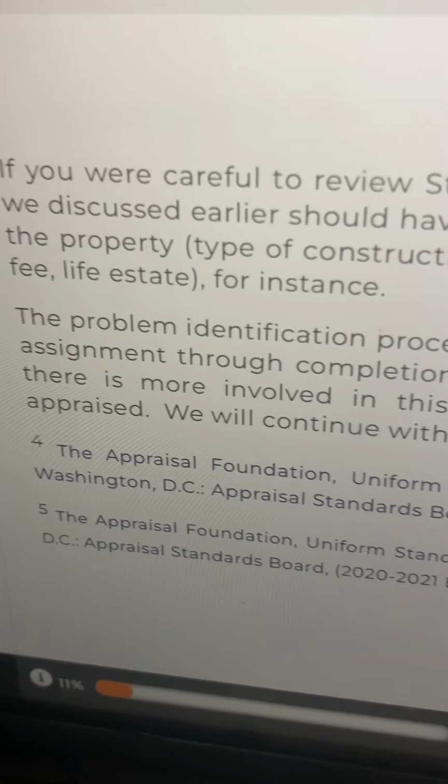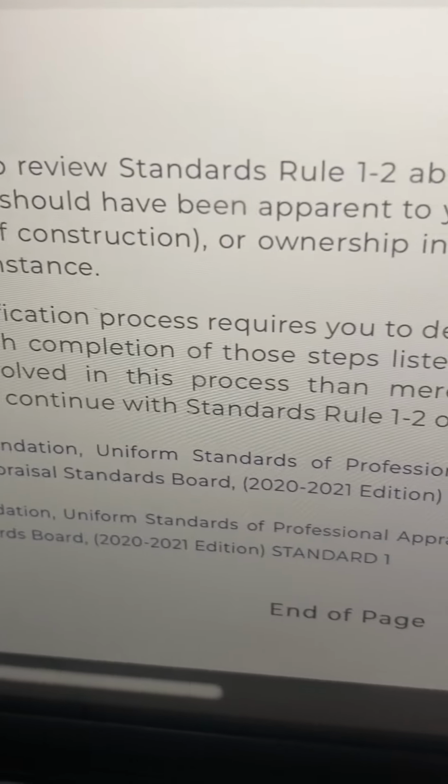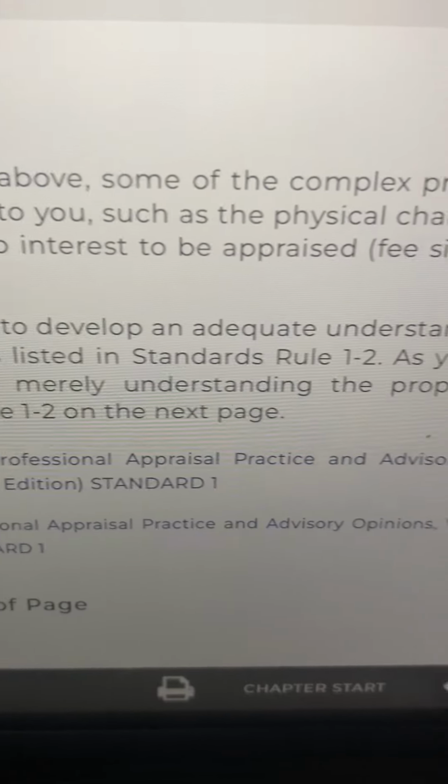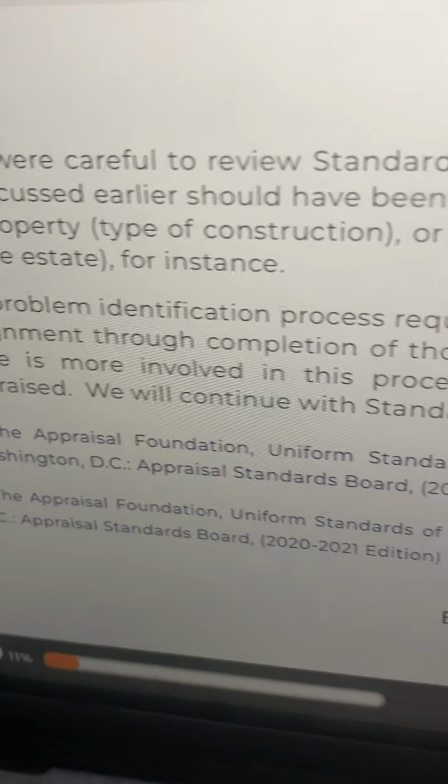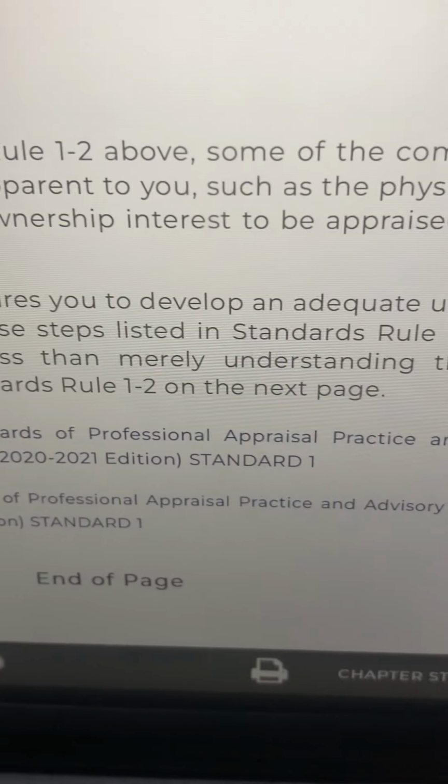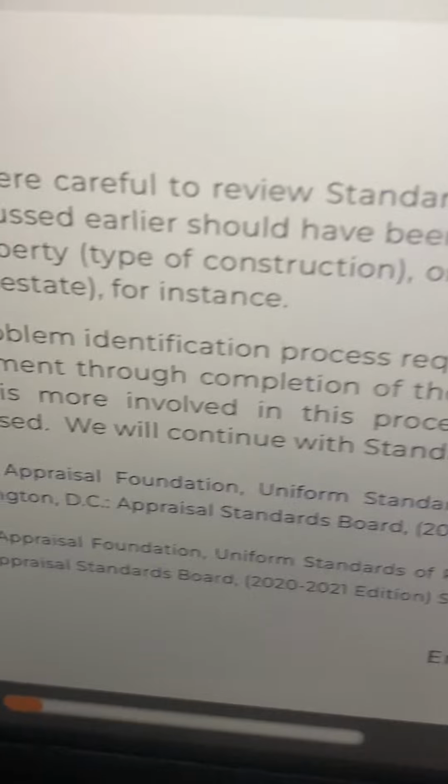As you can see, there is more involved in this process than merely understanding the property to be appraised. We will continue with Standards Rule 1-2 on the next page. End of page.